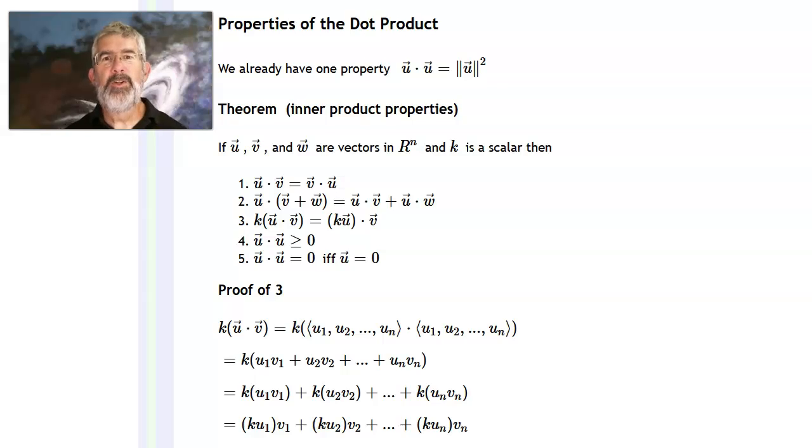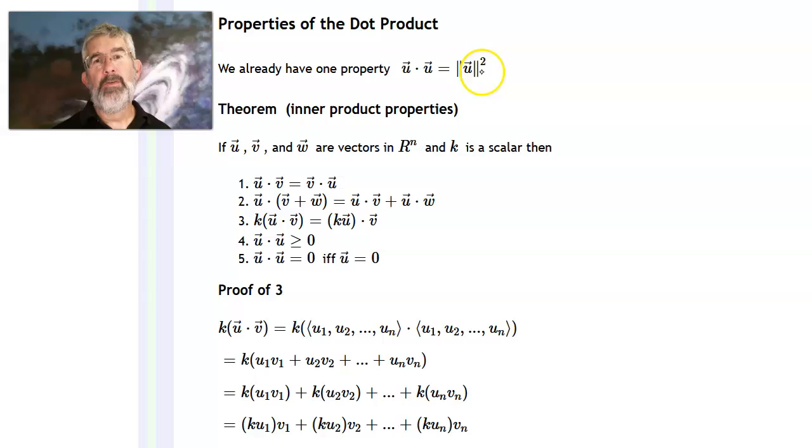In this video, I want to take a look at the properties of the dot product. This will allow us to do algebra with expressions that involve the dot product. Now, we already have one property that we've seen, namely that the dot product is the norm of the vector squared, or the length of the vector squared.